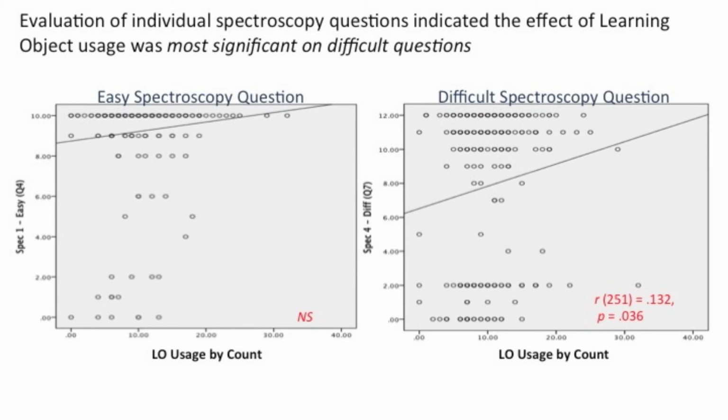We also looked individually at spectroscopy questions. On the left-hand side, you'll see an easy spectroscopy question, and on the right-hand side, a difficult spectroscopy question. You can see that there's more of a correlation for the difficult spectroscopy question, and that suggests to us that these learning objects help them to be more successful on the more difficult problems.